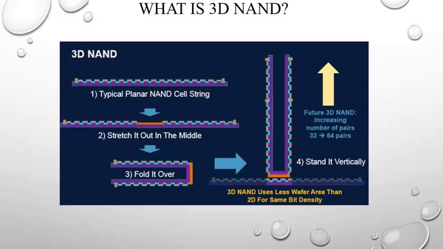In a standard NAND string that normally runs longitudinally, it is turned on its end to become a vertical string. Not only that, but it makes things easier if the string is split into two sections and formed into a U-shape rather than a single column. Here is a typical planar NAND cell string. You just stretch it out in the middle, fold it over and stand it vertically, and you get the future 3D NAND technology.